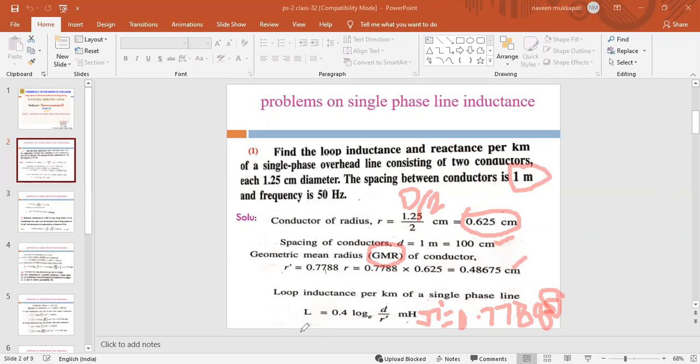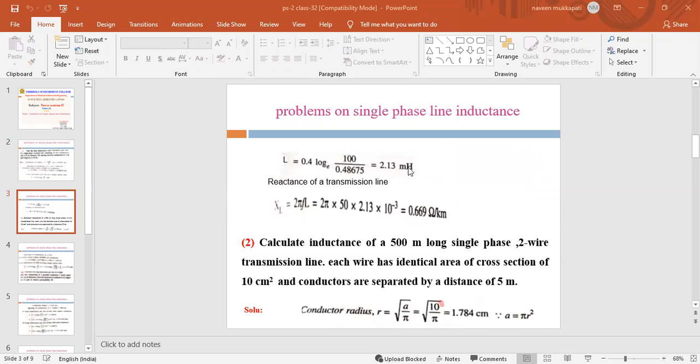After that we substitute the values for D and R dash, and then we find out the inductance L. That is equal to 0.4 log D, that is 100 by R dash. R dash is in centimeters and D is also in centimeters. So 100 by 0.4867. Then we obtain the inductance value. That is the first part.